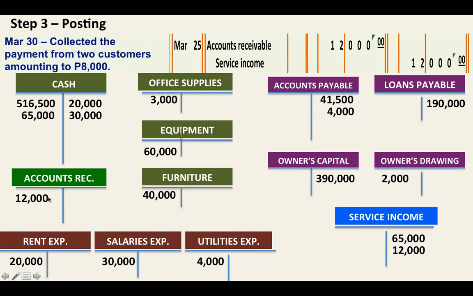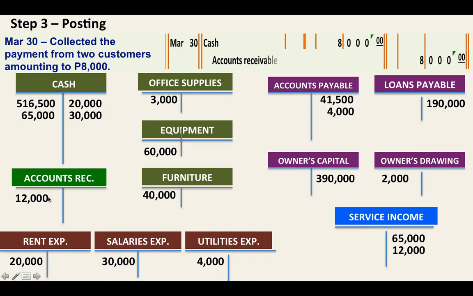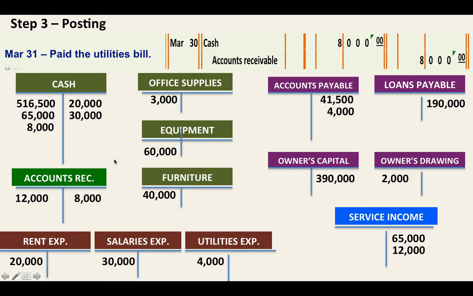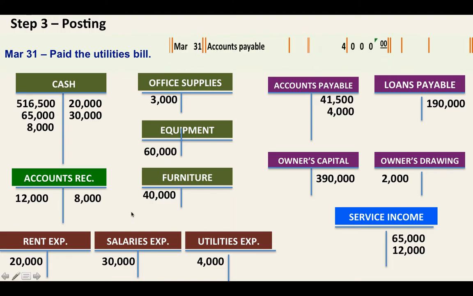And March 30, this is our entry. So debit cash 8,000, and credit accounts receivable 8,000. We are not discussing the entries anymore because we have already discussed this. March 31st, paid utilities. So this is the entry. We'll just have to post it, and then post cash of 4,000.